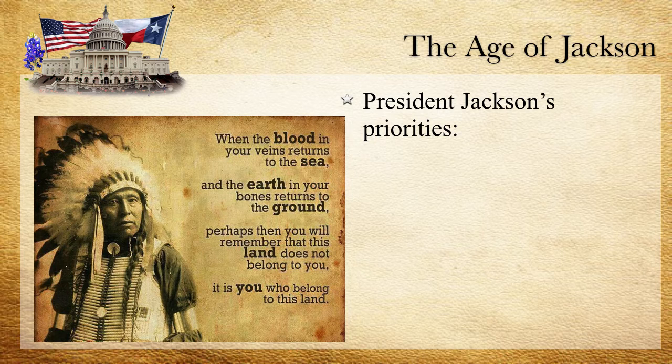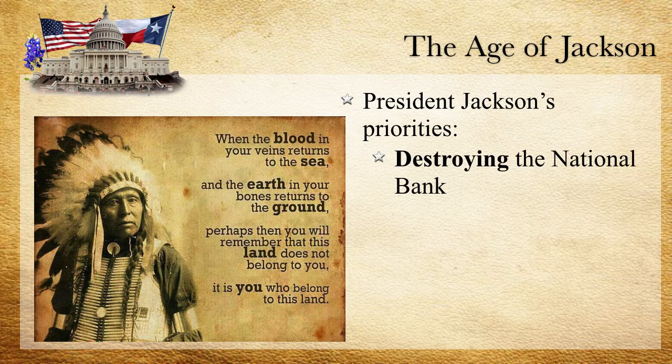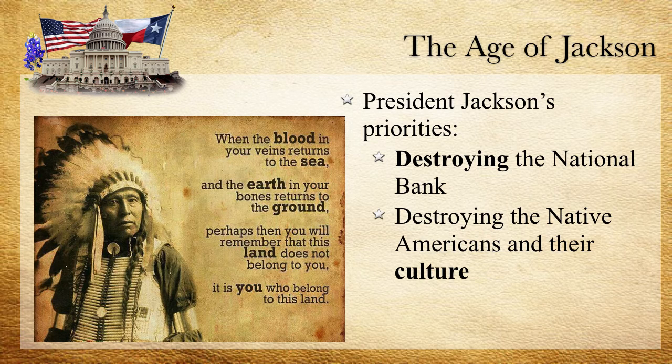All right, so President Jackson, when he comes into office, he's got really three main priorities. The first one is to destroy the national bank. The second one is to destroy Native Americans and their culture. And that sounds weird, but you'll see, Jackson was always after Native Americans.